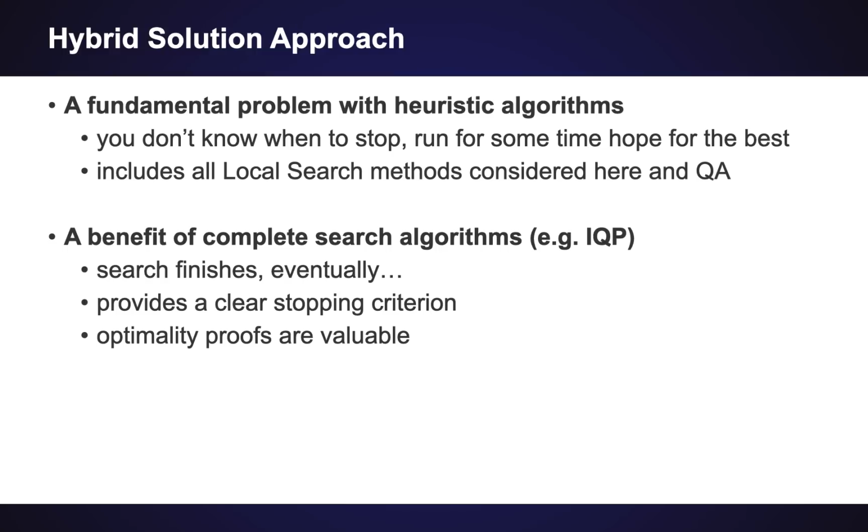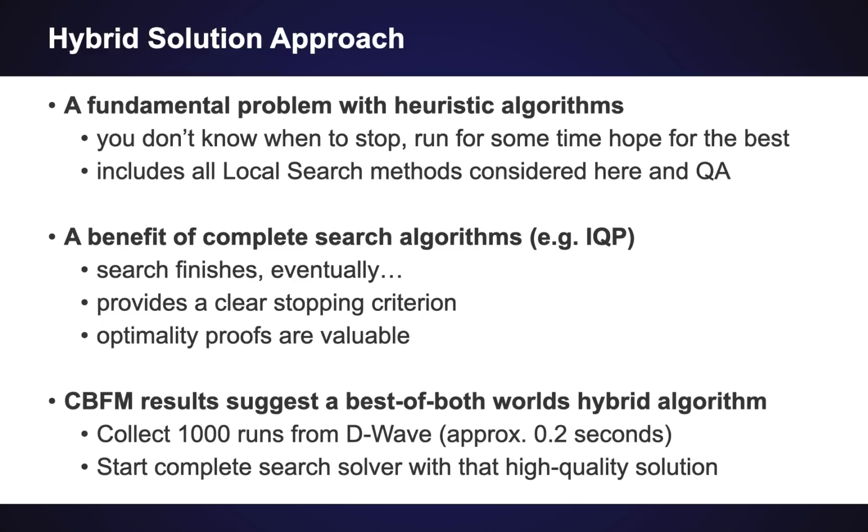So a benefit of the complete search algorithms like integer quadratic programming is they finish eventually. They're worst case exponential runtimes, but they provide a clear stopping criterion, and they provide an optimality proof at the end, which is valuable as well. So we can think of a fairly simple proof of concept hybrid algorithm where we could get the best of both worlds. First, we're going to collect 100 runs on our DWave computer, which takes about 0.2 seconds. And then we're going to use the best solution that came out of that hardware as a start for the complete search algorithm with the hope that it can improve it and eventually provide an optimality proof and terminate.